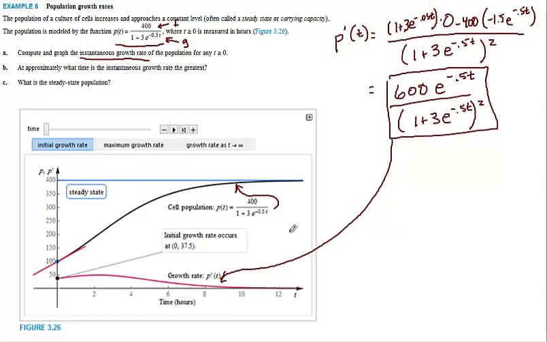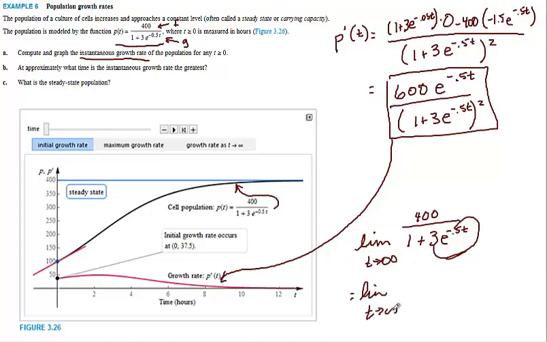Now the steady state population time, that is the actual population graph, and it wants to know what y value this population is approaching. Formally, that would be the limit as t goes to infinity of that function, which is 400 over 1 plus 3e to the minus 0.5t. By plugging in infinity, because it's a negative exponent, it really looks like the limit as t goes to infinity of 400 over 1 plus 3 over e to the 0.5t.